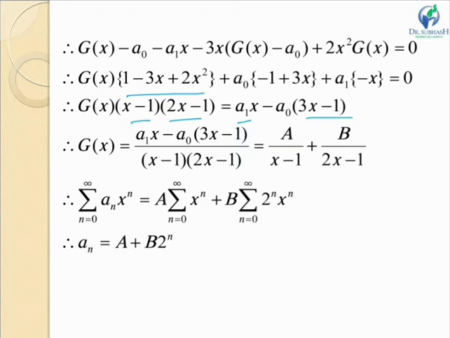So g(x) will be equal to, this term will move to the denominator. Okay, so I get (a1x minus a0)(3x minus 1) upon (x minus 1)(2x minus 1). Now using partial fractions, this can be written as A upon (x minus 1) plus B upon (2x minus 1). You can also find the values of A and B using partial fractions. Okay, otherwise you can leave it here also.